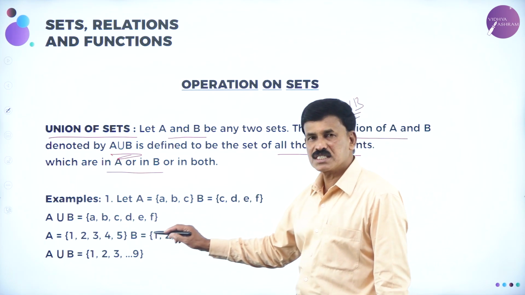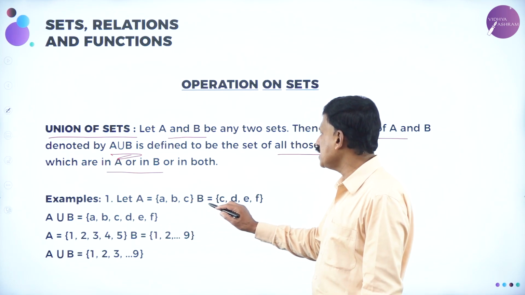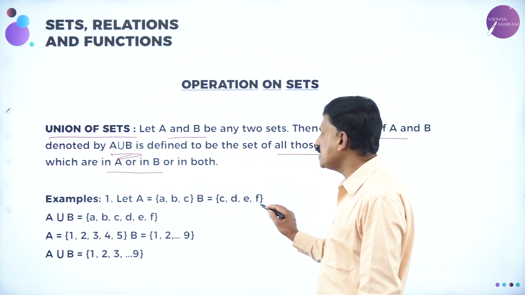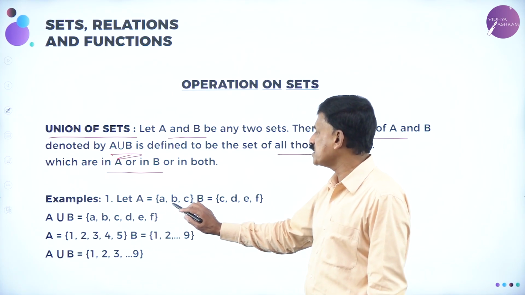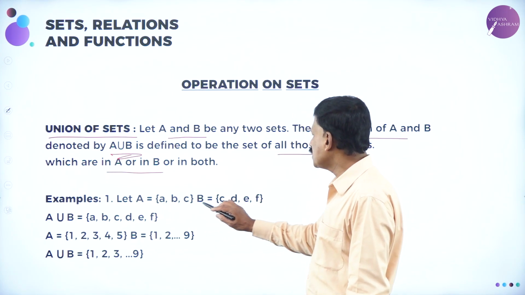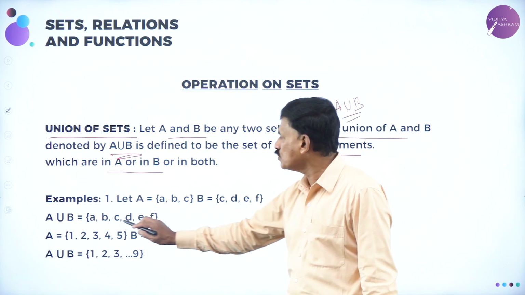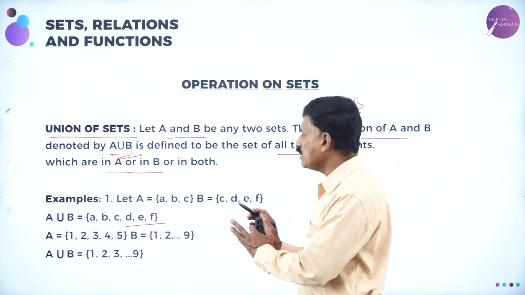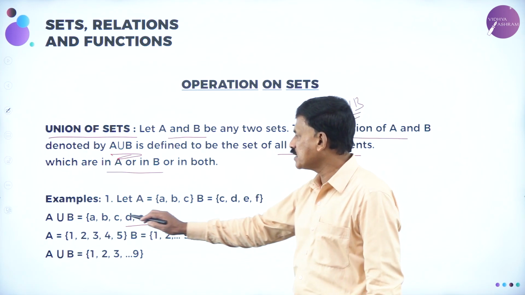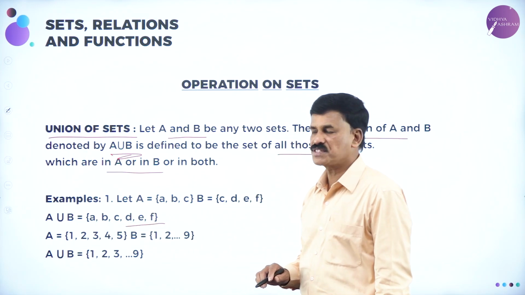Now let us take an example. Let A is equal to {a, b, c} and B is equal to {c, d, e, f}. Then the union of these two, A union B: just write down first a, b, c. Then c is already written, then d, e, f. So a, b, c, d, e, f is the union. So all the elements of A and B come under the set that is called the union of sets.